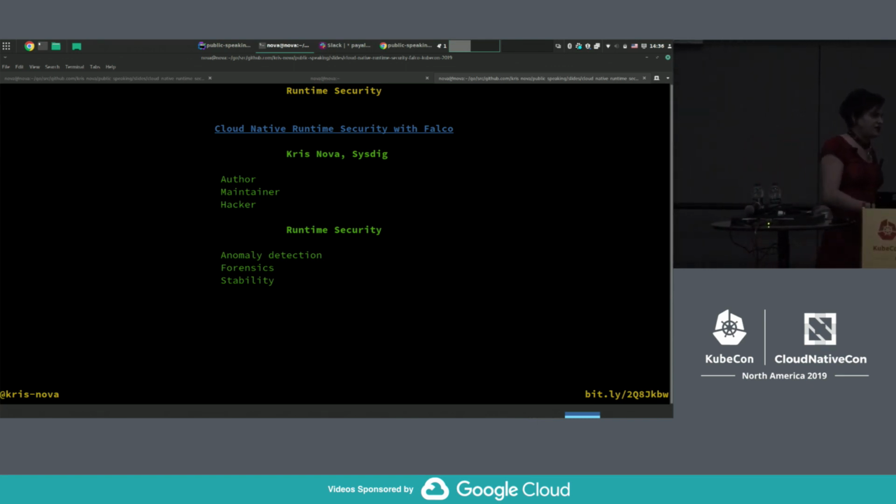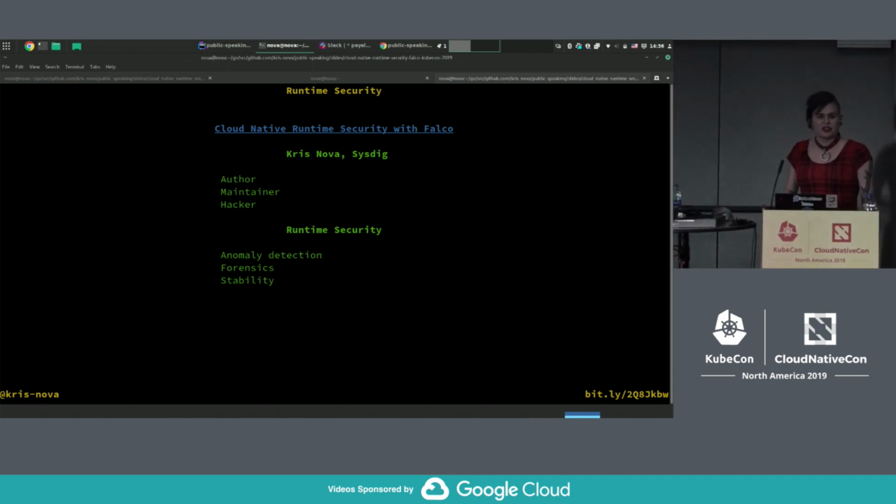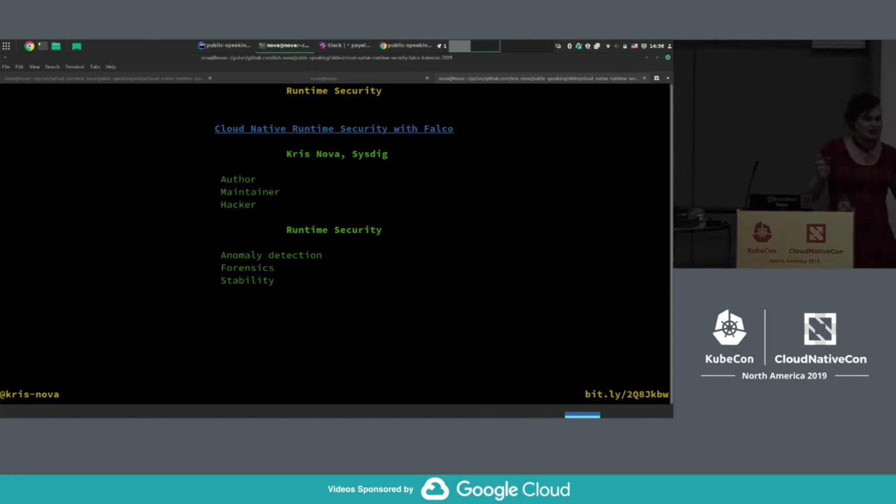Forensics, so this is like the detective work. We've all seen Detective Pikachu, right, with his hat and his magnifying glass, going in and actually trying to solve the mystery of the privilege escalated container of 2019.